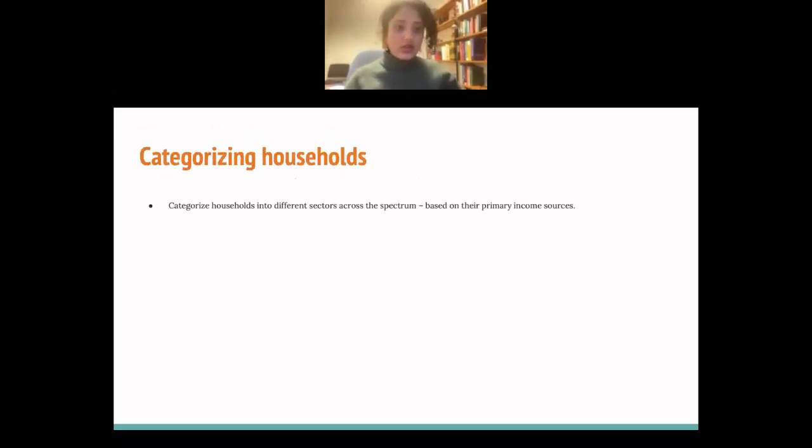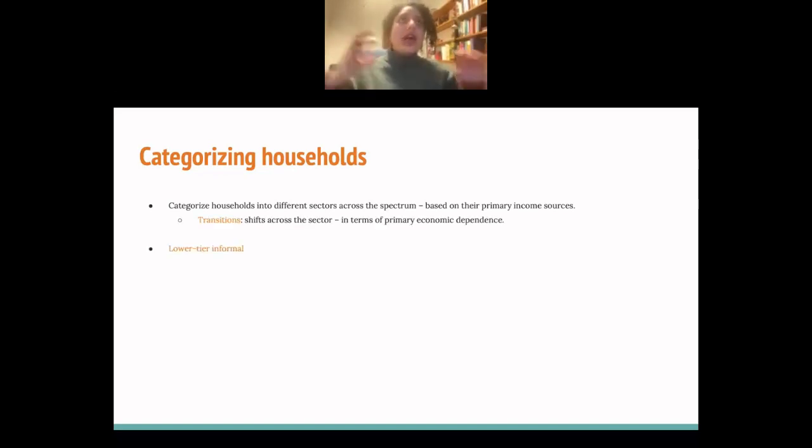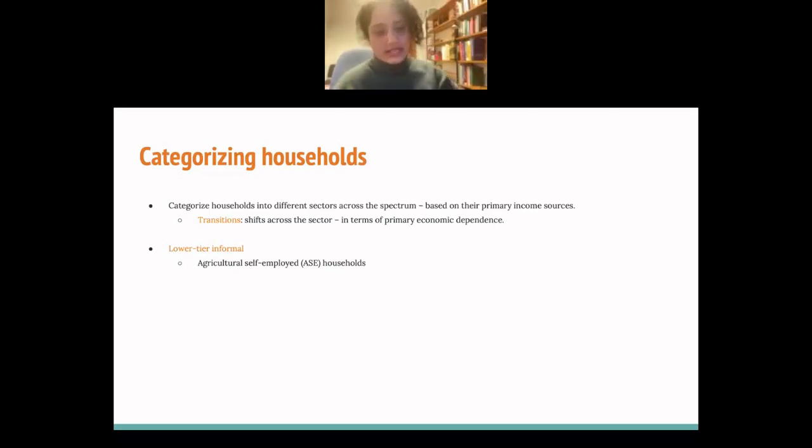Right. So let me start by categorizing households based on their primary income sources. I'll see something as a transition if there is a shift in the sector from which the household derives its primary economic dependence. Now, I'm able to divide the economy into various sectors. These acronyms can get tedious, so don't worry. I will keep explaining, to whatever extent is important, to stay with the argument.